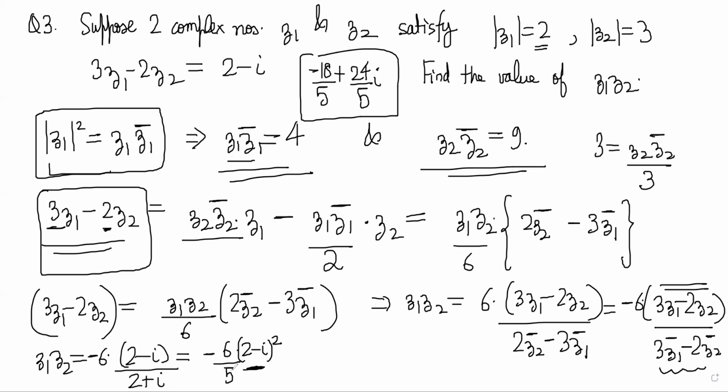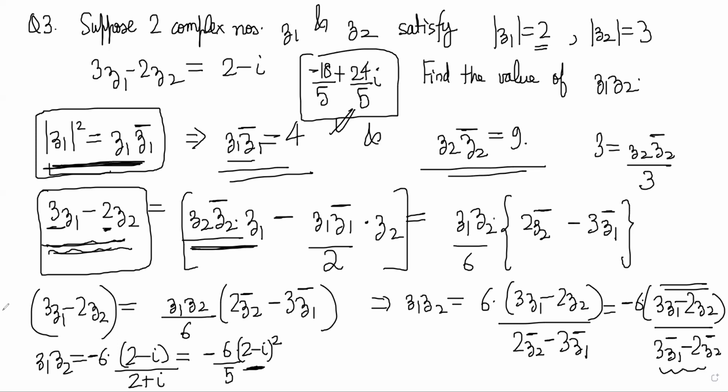After evaluating this, you'll get this. So what was the idea that we used? We used this property, mod z1 square is z1 times z1 conjugate. And we use the fact that 3z1 minus 2z2 can be written like this. Because 3 can be written as z2 z2 conjugate by 3, and 2 can be written as z1 z1 conjugate by 2, right? Therefore, we were able to take z1, z2 common here. And after that, it was pretty easy, right? So that was the third one.